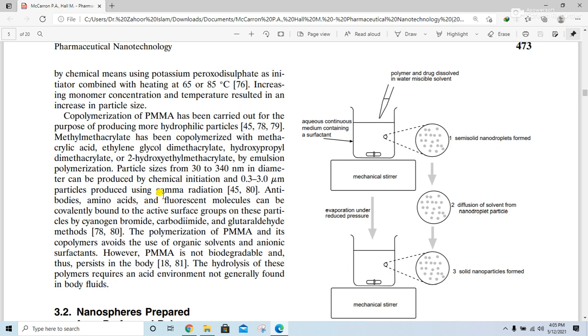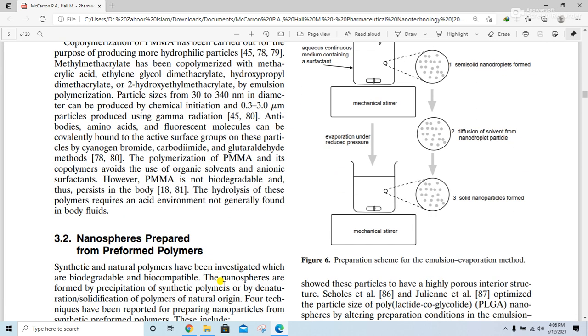Antibodies, amino acids, and fluorescent molecules can be covalently bonded to the active surface groups on these particles by cyanogen bromide, carbodiimide, and glutaraldehyde methods. The polymerization of PMMA and its copolymers avoids the use of organic solvents and inorganic surfactants. However, PMMA is not biodegradable and thus persistent in the body. The hydrolysis of these polymers requires an acidic environment, not generally found in body fluids.